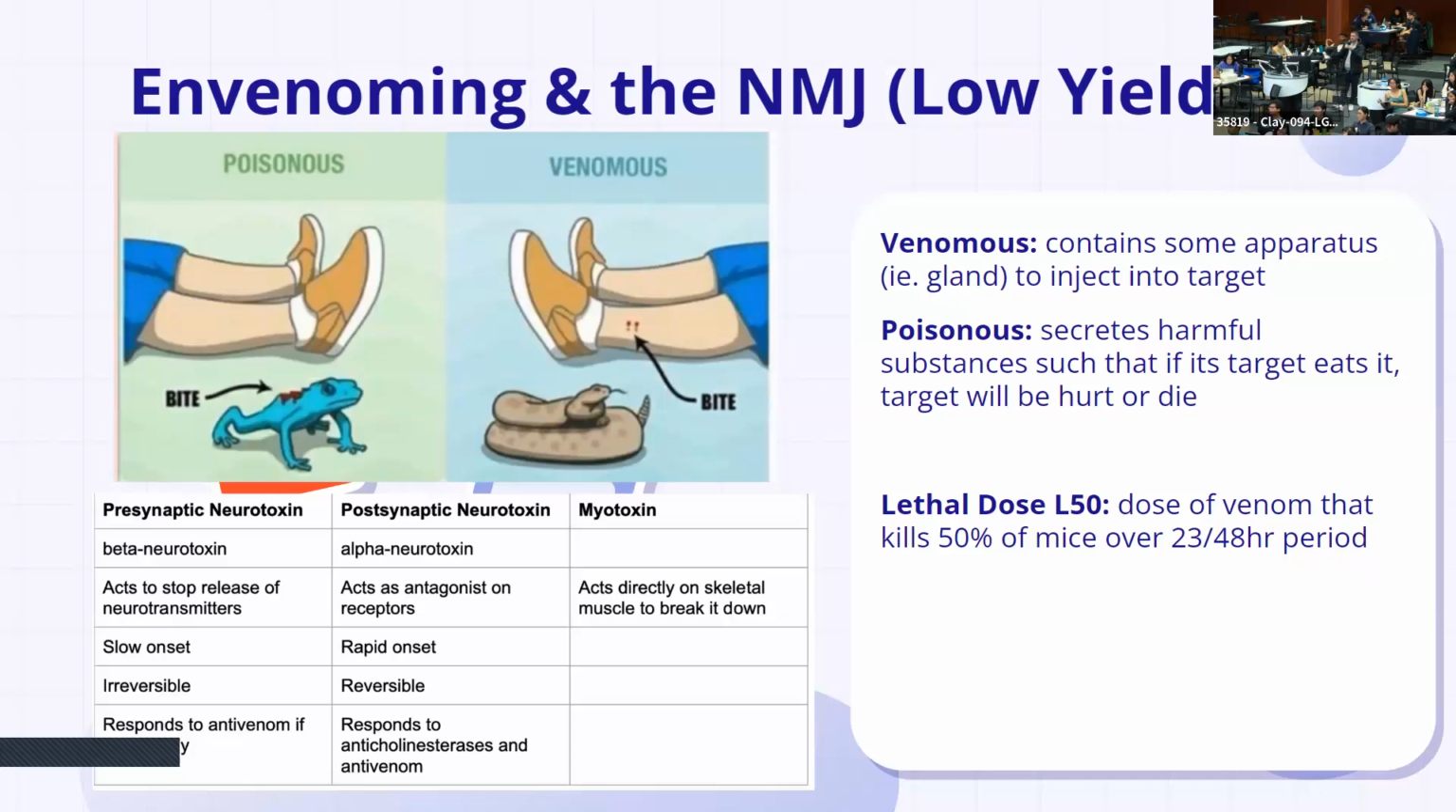In terms of the difference between venomous and poisonous, which might come up, poisonous is when you bite something or you eat something, and that's going to hurt you or kill you. And venomous is when it bites you. The other thing is the LD50, or the lethal dose 50. That just means the dose of venom that's able to kill 50% of mice over a 24 to 48 hour period, which is pretty brutal, but oh well.